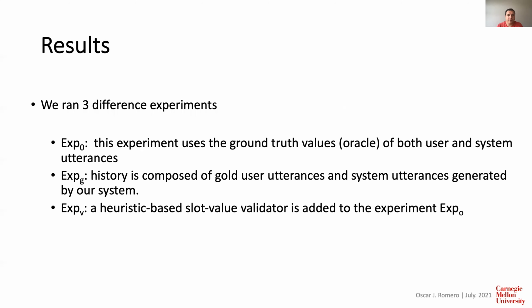We ran three different experiments. Experiment O, which uses the ground truth value or oracle value of both user and system utterances, so our results can be compared directly to the DSTC8 published results. Experiment G, in this experiment, history is composed of goal user utterances and system-generated utterances. This experiment captures cascading errors that propagate from earlier steps to later steps in the dialogue.